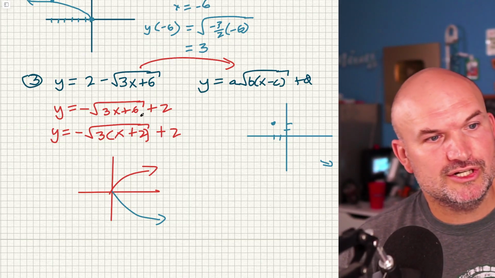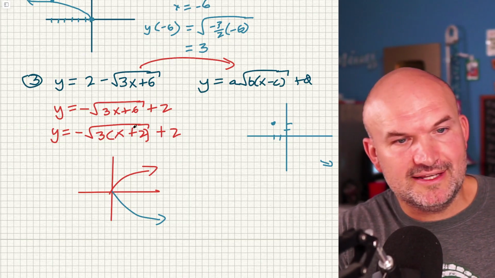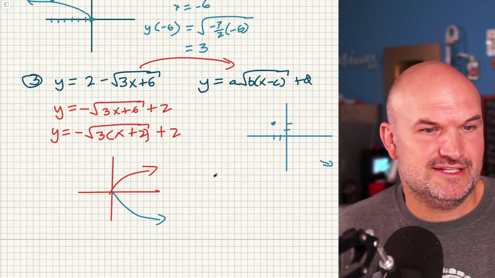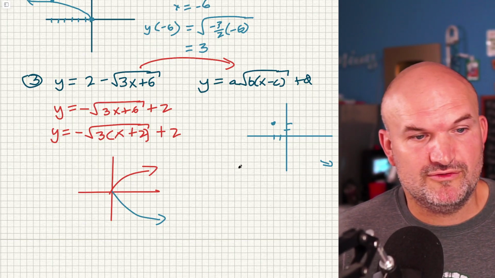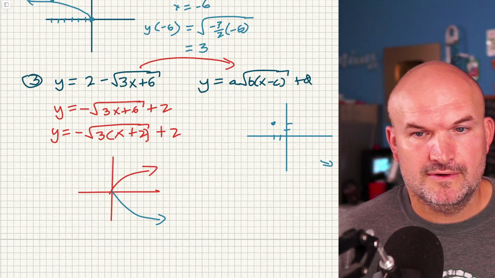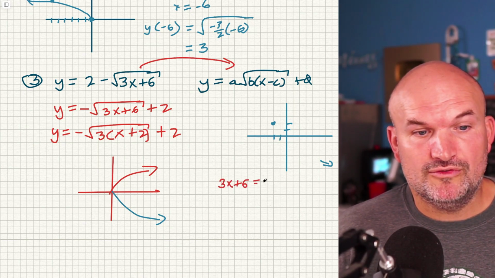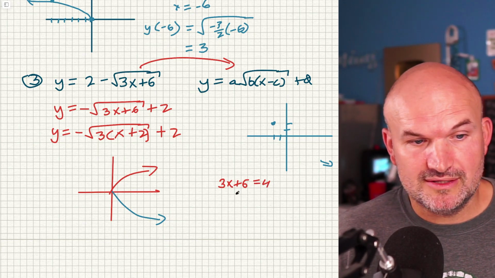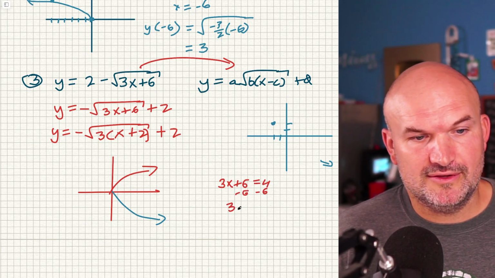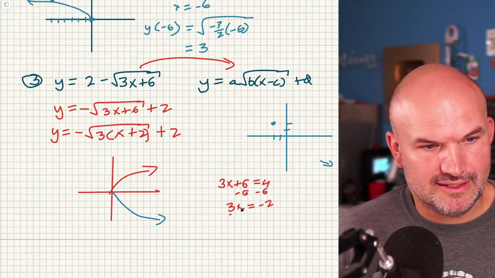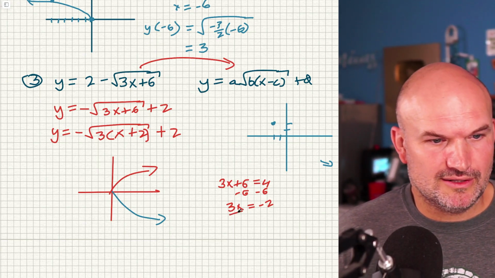Now, in this example, let's see if I can figure out a 3x plus 6. Let's see if I can get that to be a 4, so I can take the square root of 4. So I'll just say 3x plus 6, I want that to equal 4 because I know what the square root of 4 is, right? So if I subtract a 6 on both sides, I get 3x is equal to negative 2. I guess that's all right. I mean, that's going to work.